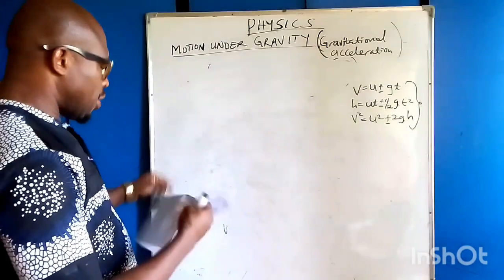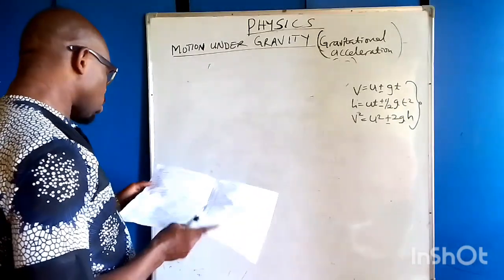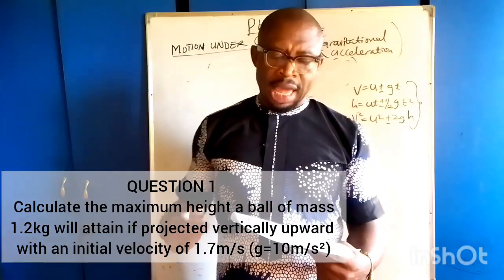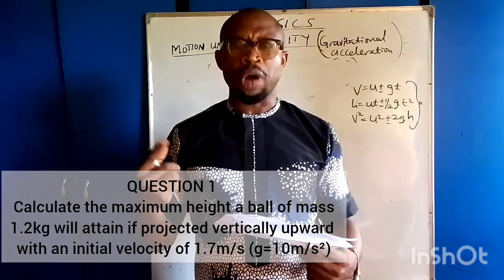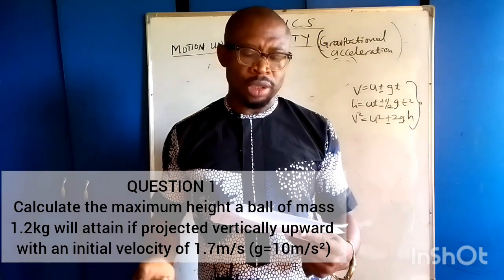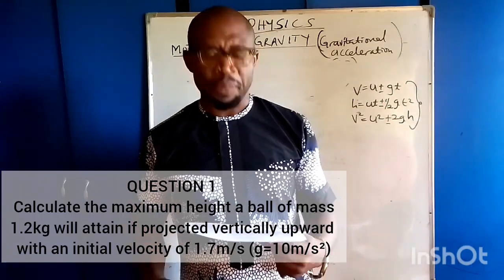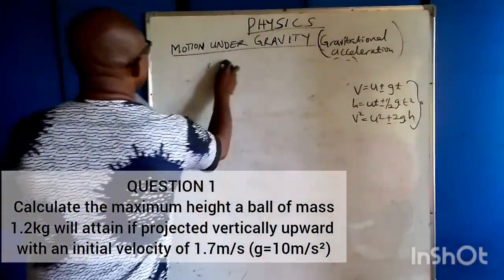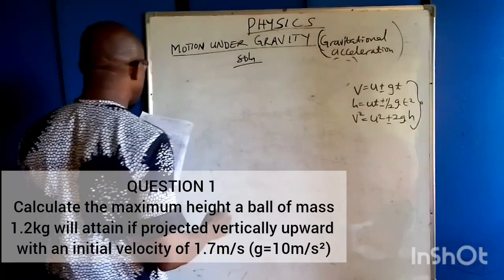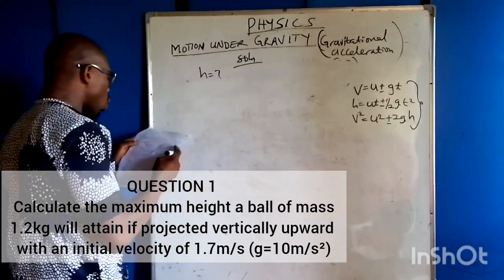Now we'll check the first question. The first question says, calculate the maximum height a ball of mass 1.2 kg will attain if projected vertically upwards with an initial velocity of 17 meters per second. So we have the solution here. Let's say calculate the maximum height. So h is what we are looking for.